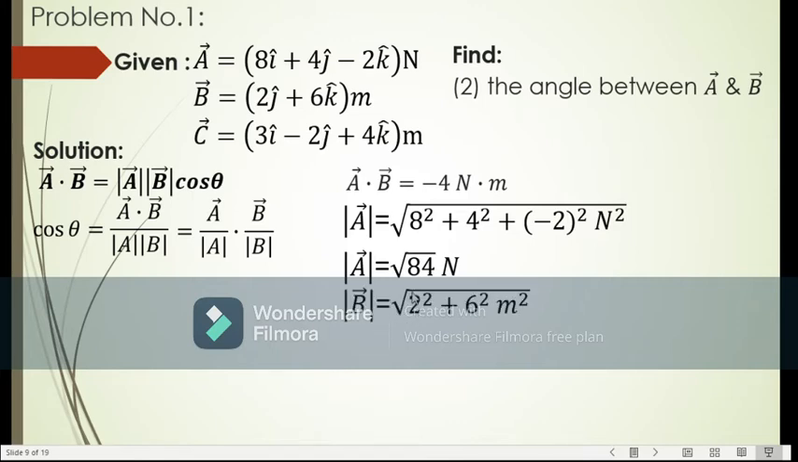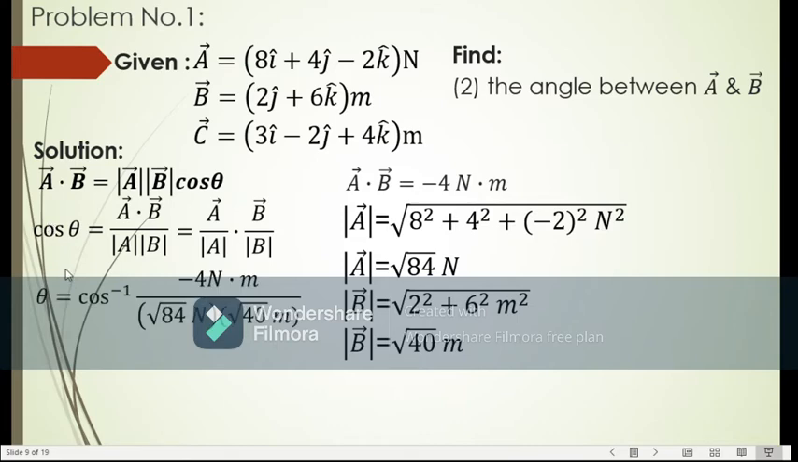For the magnitude of B, that is the same as the square root of the sum of the squares of each component. So it is the square root of 2 squared plus 6 squared. The unit is meter squared. Simplifying this using the calculator, the magnitude of B is the square root of 40 meters. We can now substitute the value of A dot B, the magnitude of A, and the magnitude of B in our equation.